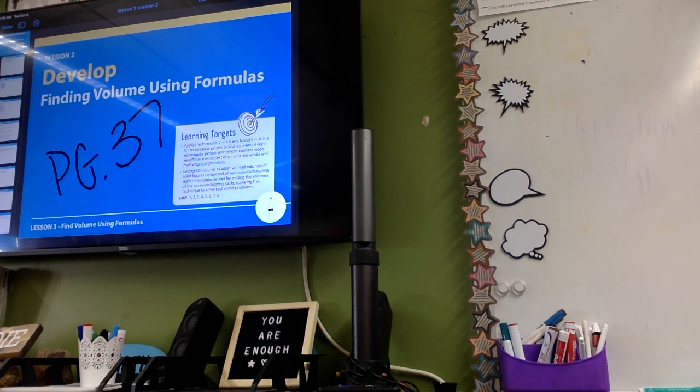All right, so we're going to keep talking about volume. What do you know about volume? That it's outside perimeter. No, it's the way. There's three. Peyton, what do you know about volume? Width, length, and height. That is right. Width, length, and height. Isaac, what do you know about volume?